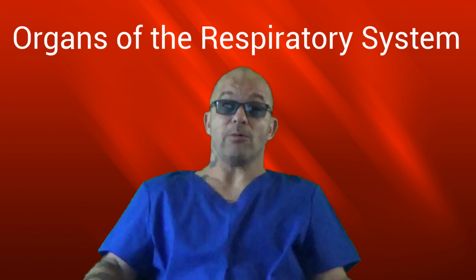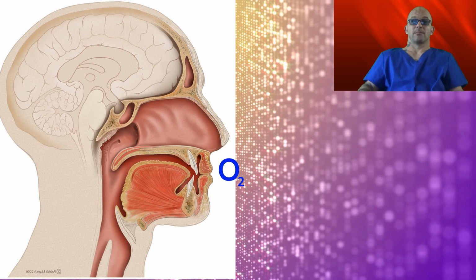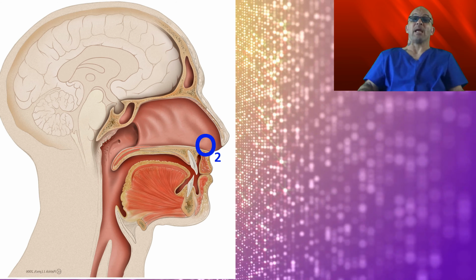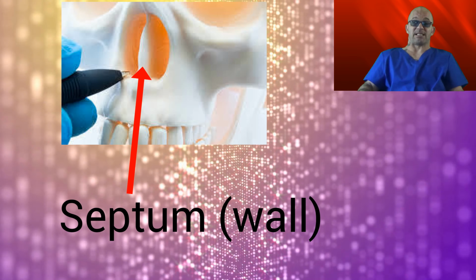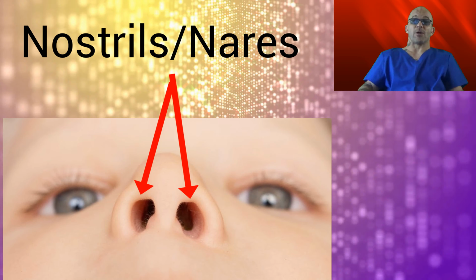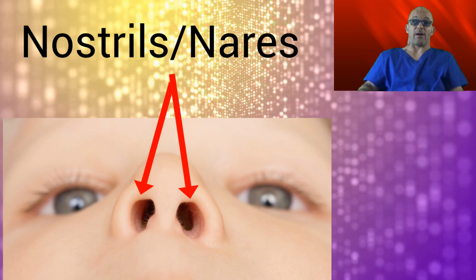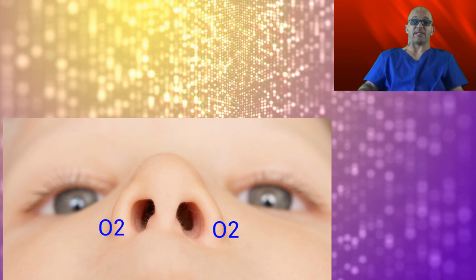We shall now discuss specific organs in the respiratory system. Inhaled air enters the nose. The nose is divided by a septum or wall into two separate openings, also known as nostrils or nares. The inhaled air proceeds into the nasal cavities, both right and left sides.